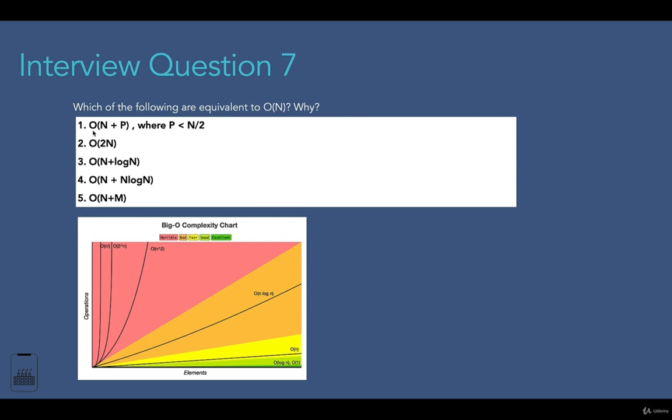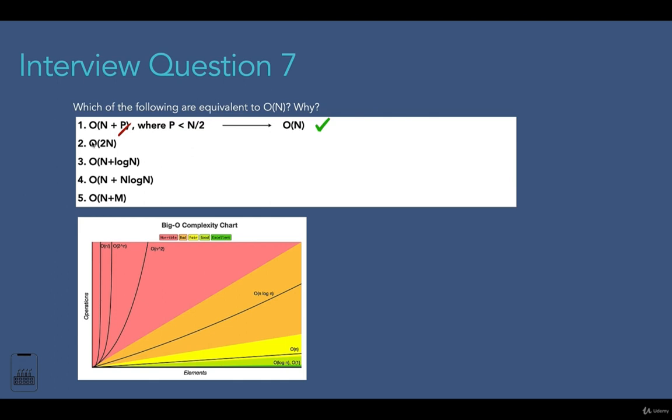So the first one is O(n + p), where p is less than n divided by 2. So this means that n is greater than p. So this shows that n is the dominant term over here and p is the non-dominant term. So this means that we can exclude p from here and we can write it as O(n) time complexity. So the first one is equivalent to O(n) time complexity in this case.